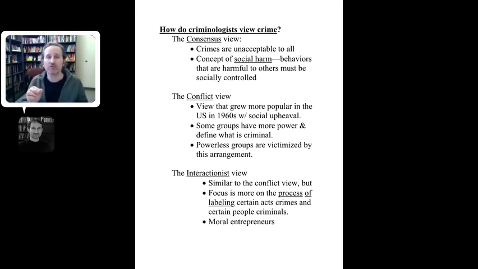So these are moral entrepreneurs. They come along and they do innovative things to try to change what counts as crime, okay? So that means that in the past, maybe drinking and driving was not labeled criminal, but eventually has become labeled a crime.